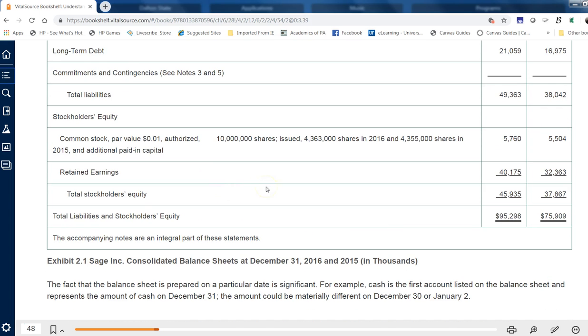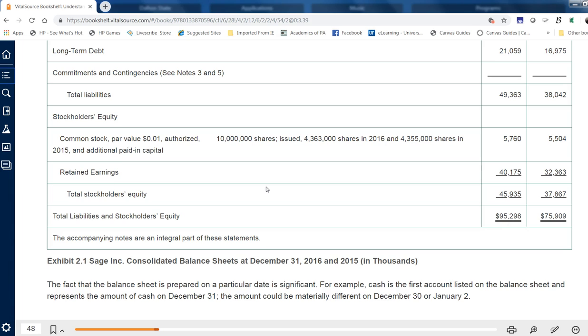Then down in the equity section, you see your common stock. Again, there's typically going to be a par or stated value. In this case, it's 1 penny. And so they have 10 million shares. They have issued 4,363,000 shares in 2016 and 4,355,000 shares in 2015, and then additional paid in capital. So all of that is being lumped together in that single line item. And so if you want to break it out, you're going to have to go into the notes.